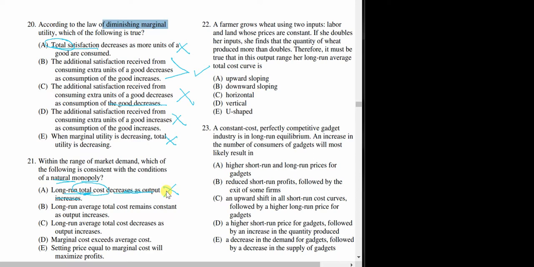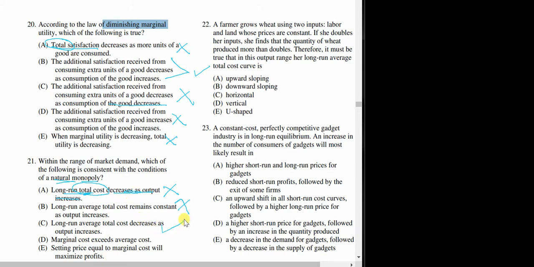Second choice, long run average total cost remains constant as the output increases. So we said that's not part of a natural monopoly. We'd expect the average total cost to go down as you add more and more customers. The average total cost is the fixed plus the variable. The variable is going down, and as you make more and more, your average fixed costs go down. So you certainly wouldn't expect it to stay constant. You'd expect it to go down. Long run average total cost decreases as output increases, and that is exactly the condition for a natural monopoly.